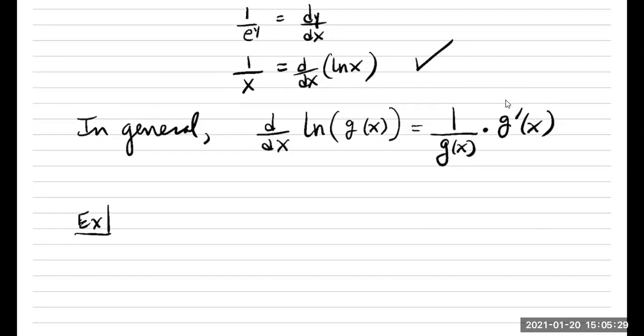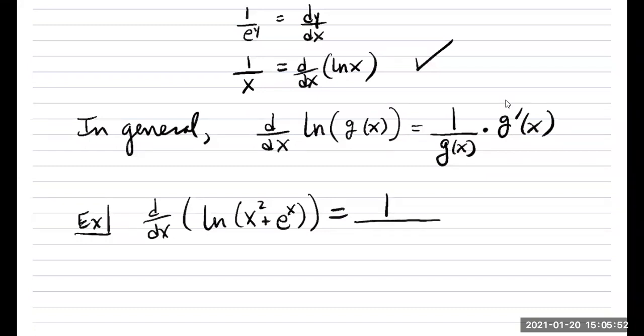So some examples. If I want to take the derivative of the natural logarithm where the argument is x squared plus e to the x, well, the derivative of the logarithm of that argument is the reciprocal of that argument times the derivative of that argument. Remembering that the derivative of e to the x is simply itself.